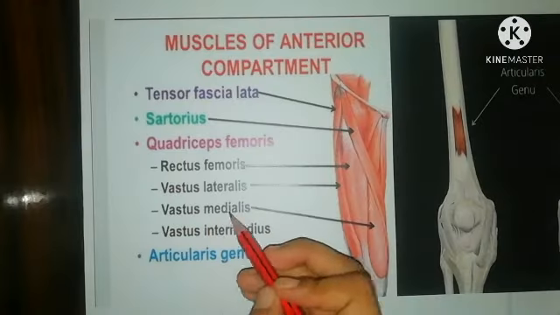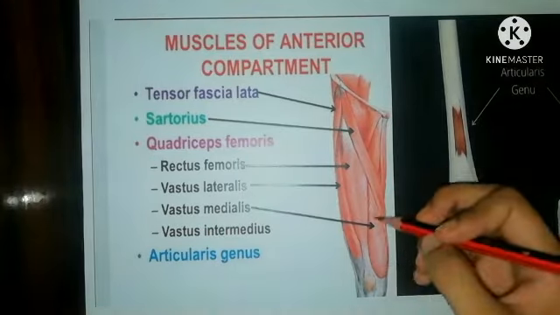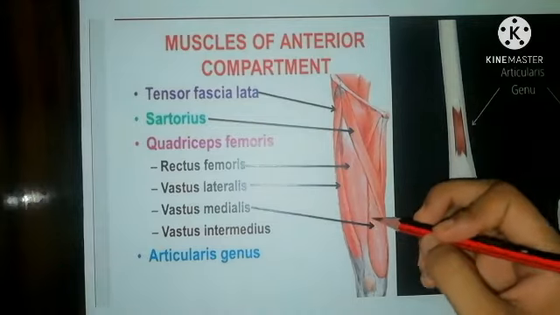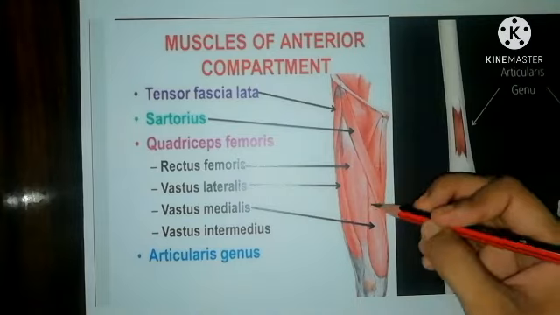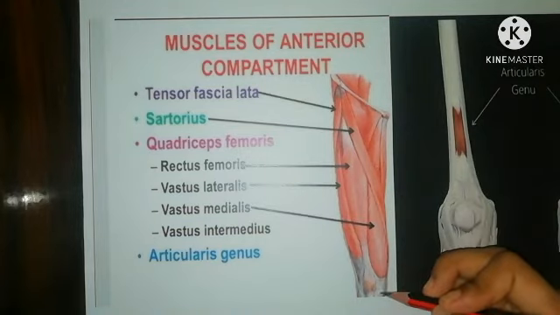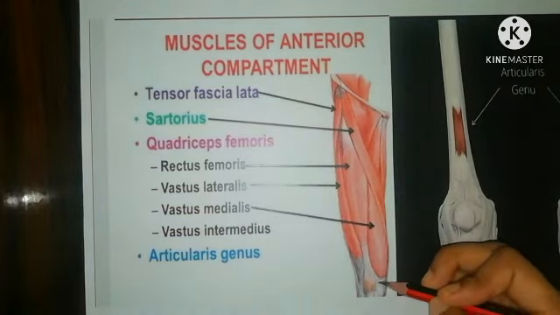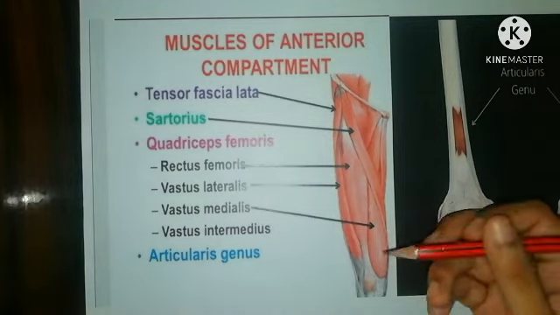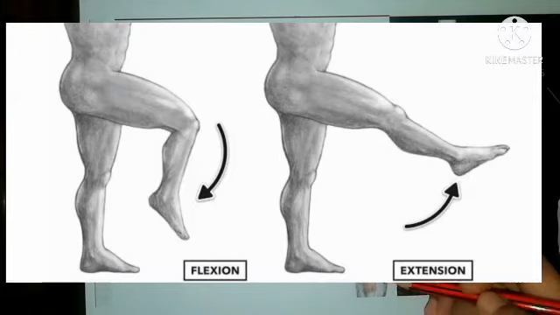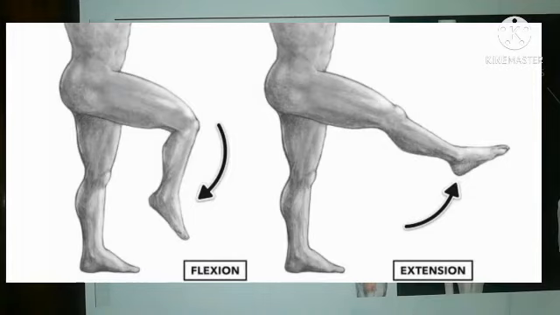Vastus medialis. This muscle is vastus medialis. Origin of this muscle is from the lower part of the intertrochanteric line. Insertion is in the base of the patella in the medial border, as you can see over here. The nerve supply is femoral nerve again. Action of this muscle is again extension of the knee joint.